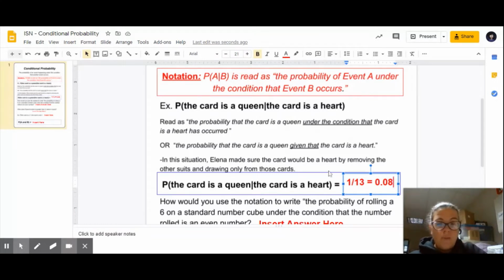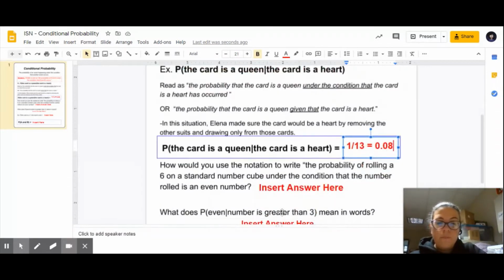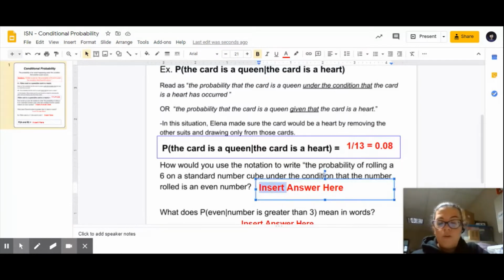We're going to do a couple more examples together. How would you use the notation to write the probability of rolling a 6 on a standard number cube under the condition that the number rolled is an even number? To use the notation, we always start with the P. The P stands for probability. Then we use our parentheses. I'm going to go in the order that I see it.